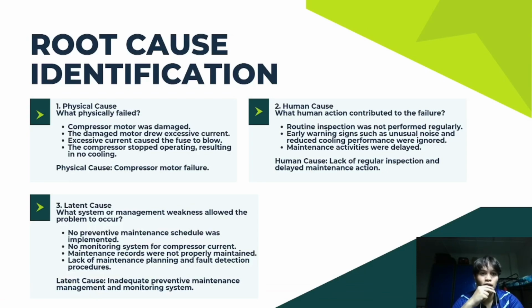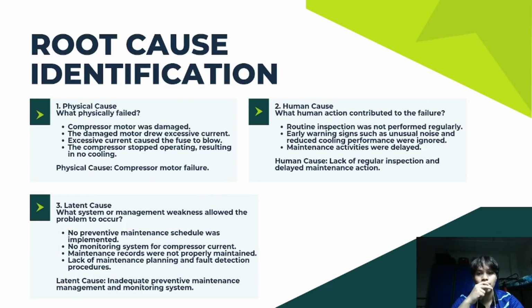All right, so next we have the root cause identification. The identified causes can be grouped into three categories. First category is the physical cause. The compressor motor was physically damaged. Because of this damage, it drew excessive electrical current. The excessive current caused the fuse to blow, which stopped electrical power from reaching the compressor. As a result, the air conditioner could no longer cool the room.